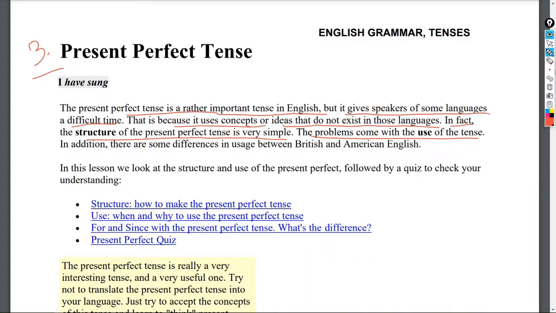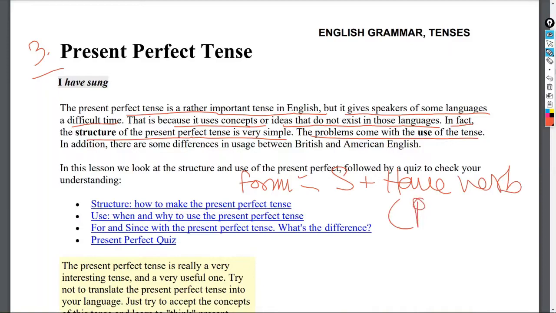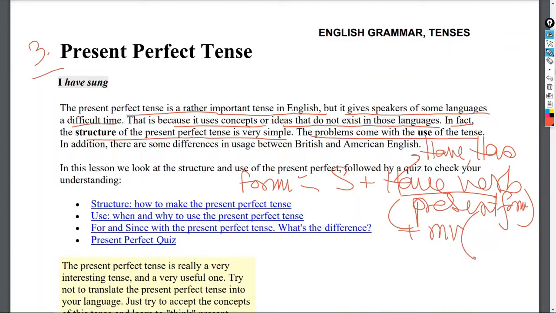So now, first let us come to the structure or the form. When you are talking about the form, then what will come? The subject will come, and then there will be the have verb in the present form. So how many of them are there? Have verb present form: one is have, another one is has. Then there will be the main verb. Main verb, what form will be there? Main verb will have the third form, means there will be the PPT, past participle form.